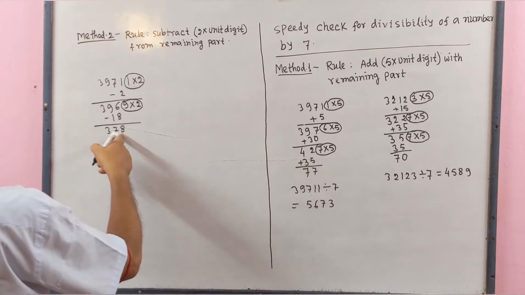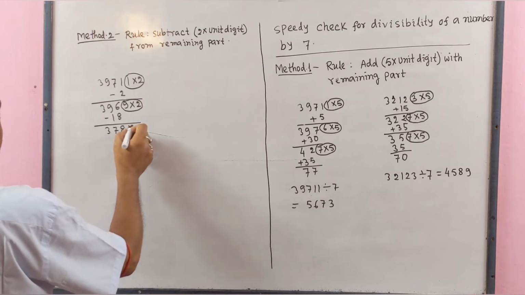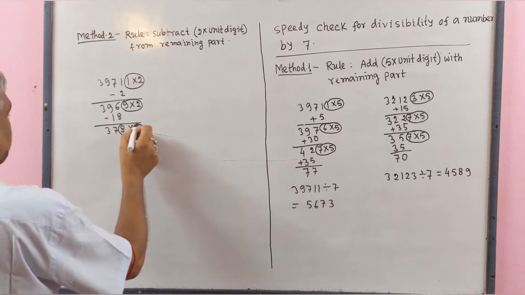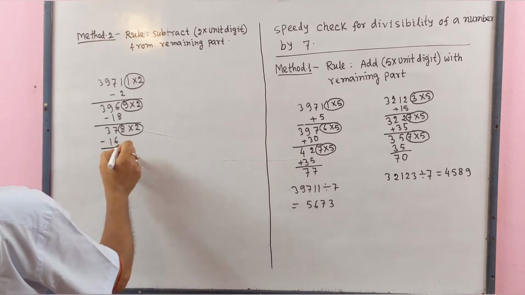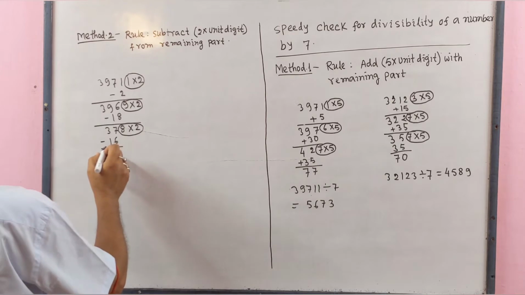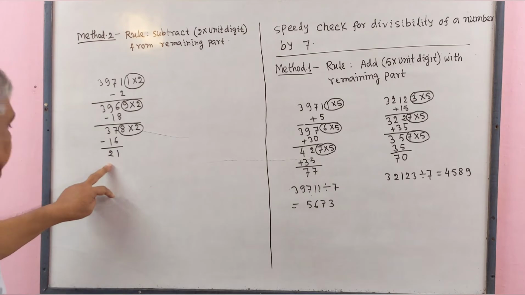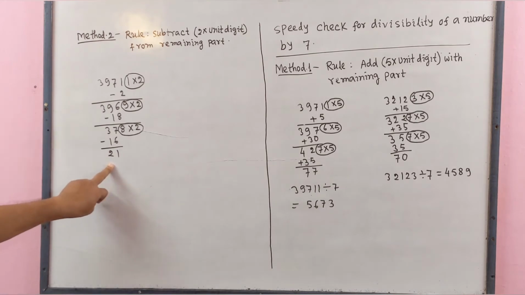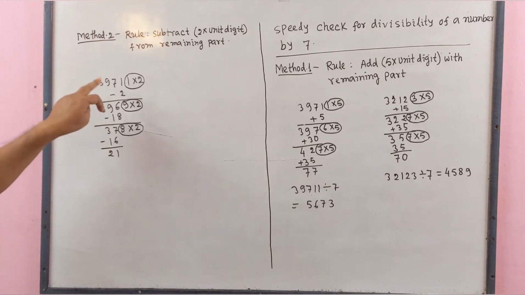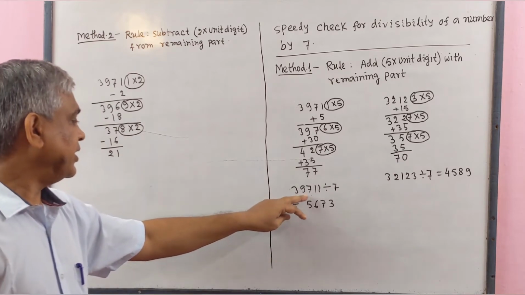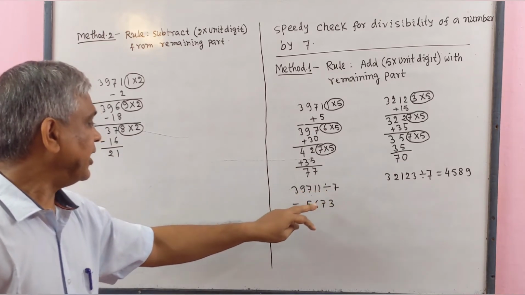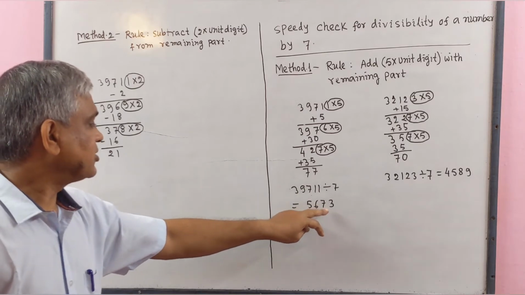Now, we multiply the digit in the unit place by 2, we get 16, and we subtract this from the remaining part, and we will get 21. 21 is divisible by 7. Then 39711 is divisible by 7. Here we have seen that if we divide this number by 7, we get 5673.